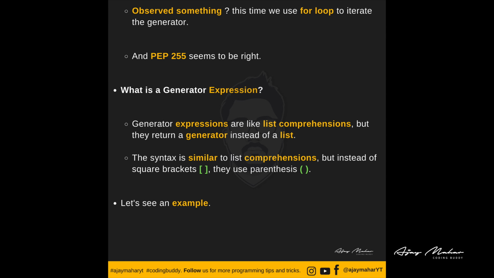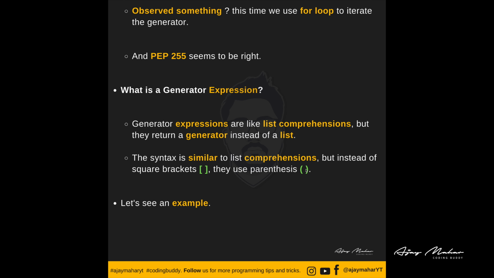A generator expression is like a list comprehension, and it returns a generator instead of a list, right? In list comprehension, the result gets returned in a list format, so we will get a list of results. But when we use a generator expression, it returns a generator object. In list comprehension, we use square brackets, and in a generator expression, we use parentheses.